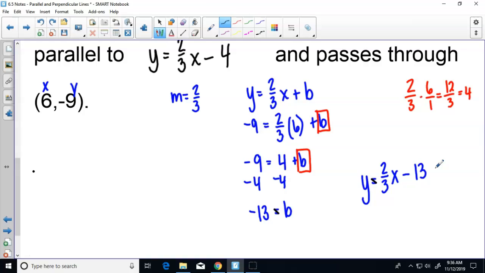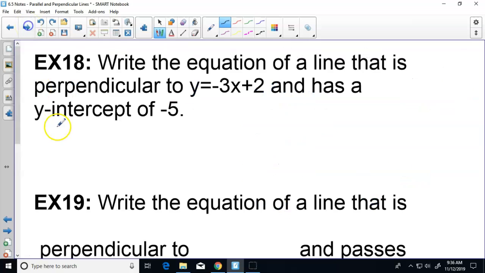All right, questions? All right, we just got 3 more to go. We're almost there. Okay, 18 says write the equation of a line that is perpendicular to y equals -3x plus 2 and has a y-intercept of -5. Okay, so Madison, for this one, they gave me the y-intercept, which makes it easy.